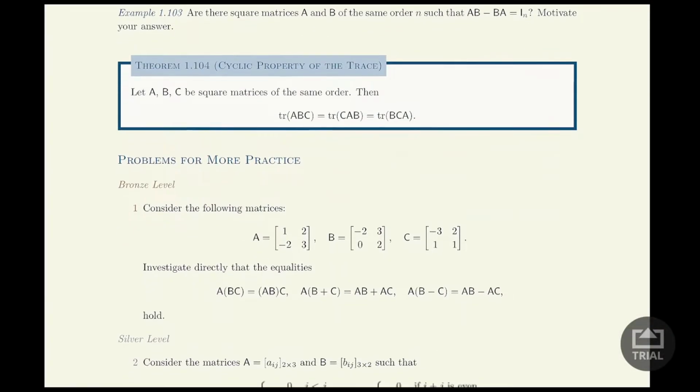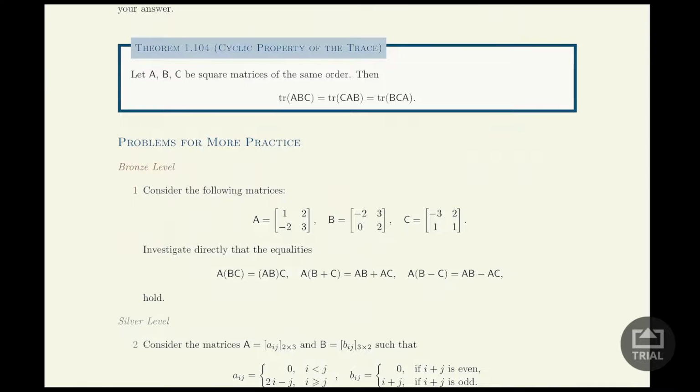Okay, now we go back to the slides here that I want to talk about, and then we go to the lesson for today. So, the cyclic property of the trace. If A, B, and C are all square matrices of the same order, then the trace of ABC is equal to the trace of CAB, which is equal to the trace of BCA.